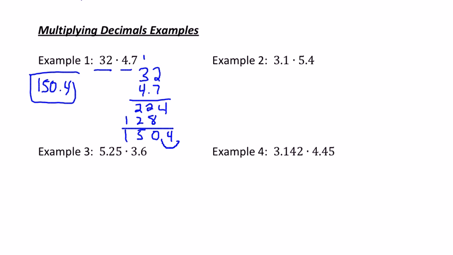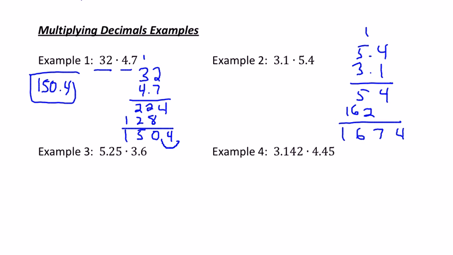Example 2, it's the same idea. 5.4 times 3.1 gives you 4, 5. And so using your normal multiplication algorithm, you end up with 1674. But there are two decimal places, so the answer actually is going to be 2 decimal places, 16.74. Because you have a decimal place here and a decimal place there. So the correct answer is 16.74.